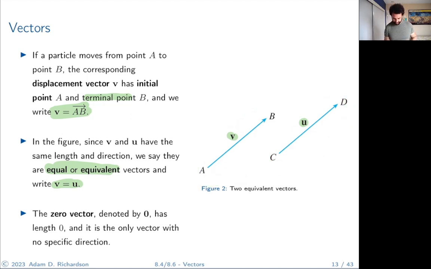Now, the zero vector, which is denoted by a bold zero, is the vector that has length 0, and it's the only vector with no specific direction. That's the one thing that's special about it. It's the one vector that has no specific direction, and it's the only vector with 0 length.